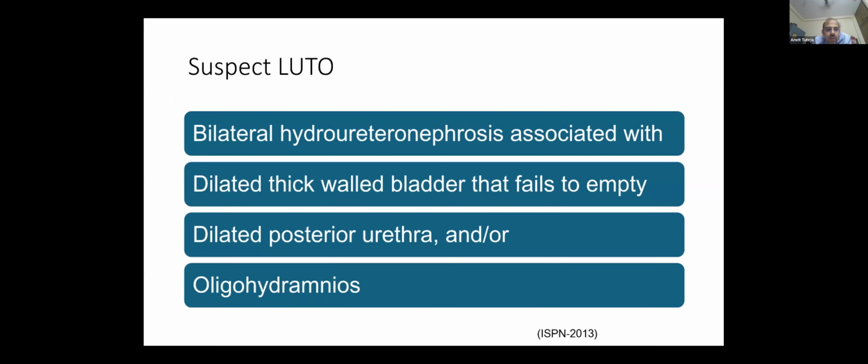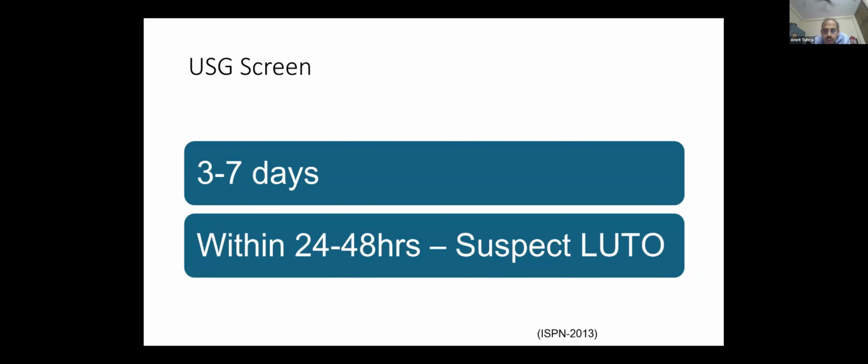If we are suspecting lower urinary tract obstruction, the ultrasound features will be bilateral hydronephrosis, thick bladder wall, oligohydramnios, dilated posterior urethra. These findings may suggest lower urinary tract obstruction. If there is suspicion of lower urinary tract obstruction, then we have to do it within 24 to 48 hours. In other cases, 3 to 7 days. So beyond 48 hours, we should do ultrasound.